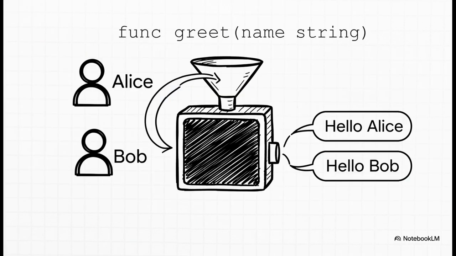This is where functions start to get really powerful. We can make them accept data using parameters. So here, our greet function takes one parameter called name, and we're telling Go that it has to be a string. Now, when we call the function, we can pass in different values, like Alice or Bob, and the function's behavior changes. This makes our code way more flexible and reusable.